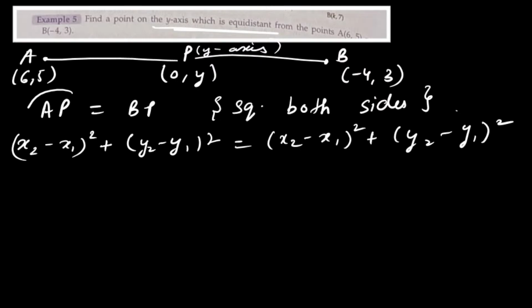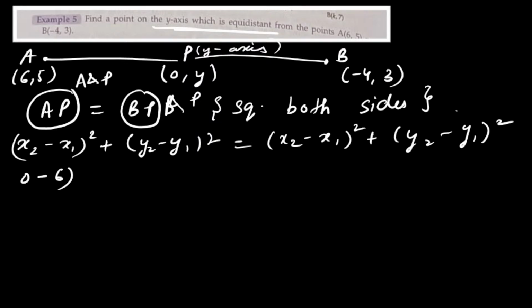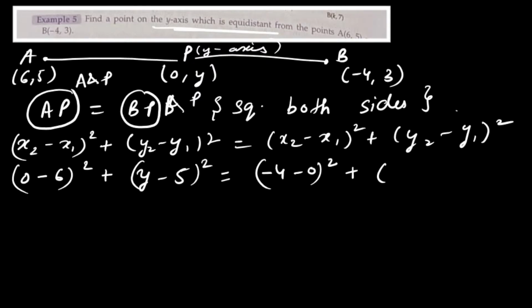We can substitute now. Here we have to use the coordinates of A and P. Here we have to use the coordinates of B and P. So this is x is 0, 0 minus 6 whole square, y2 is y minus 5 whole square. So x2 for this side, we have minus 4 minus 0 whole square, y2 is 3, y1 is y. So I've just substituted the values.